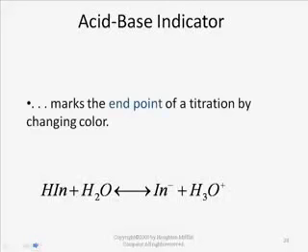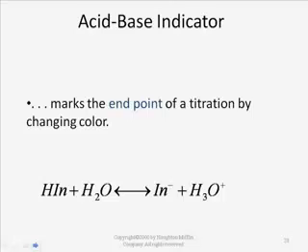Now, let's look at indicators. We've used an indicator, but we really haven't talked very much about what they are. We use indicators for a visual indication of when we have reached our equivalence point. But remember, we made a distinction: the equivalence point is the actual stoichiometric neutralization. We have equal amounts of our acid and base. They've neutralized each other. That's the equivalence point.